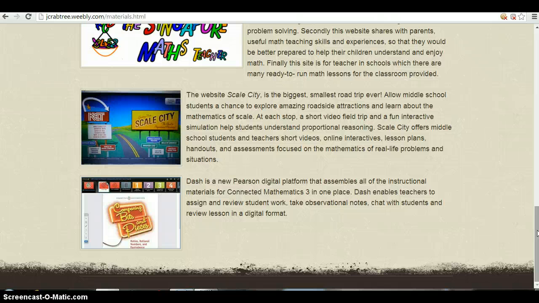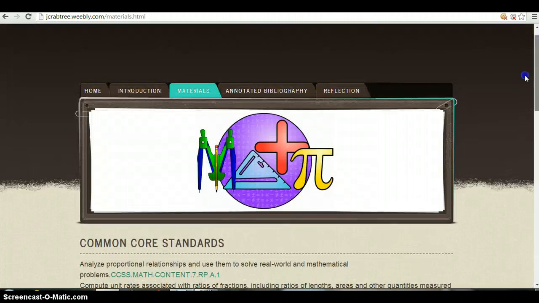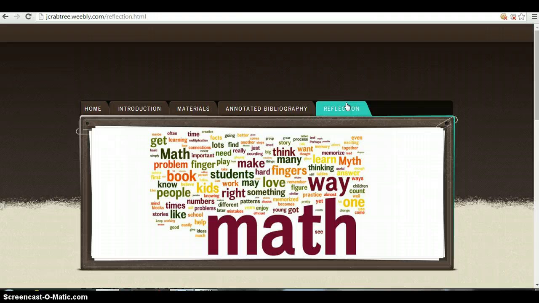Basically, if I wanted my students to complete a lab on this website, they would be able to do that and put it under their folder and submit that information to me. So overall, I feel like I found 4 really solid websites that I'll be able to implement and use next school year. So with that being said, I'm going to go ahead and move on to my reflection tab.